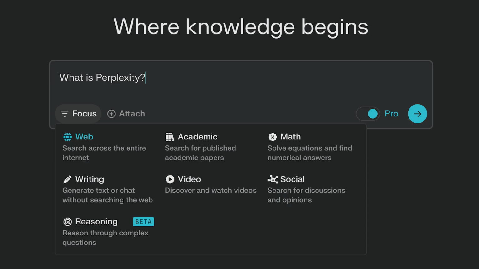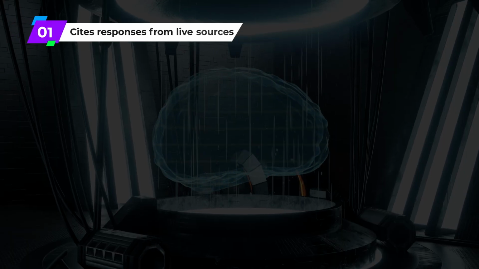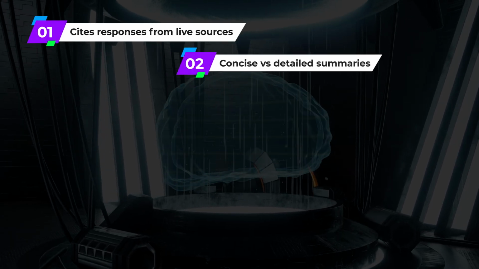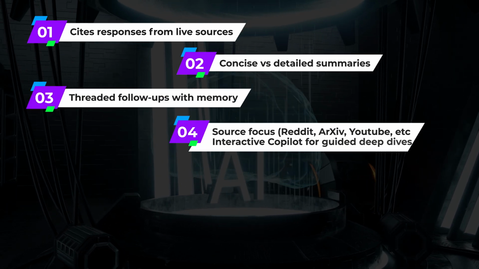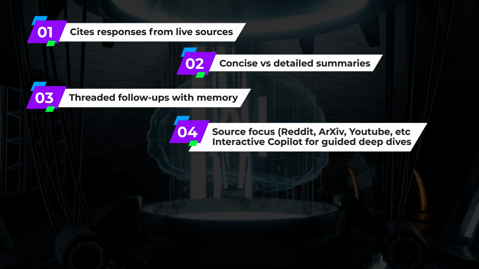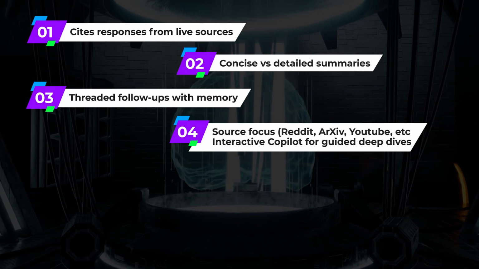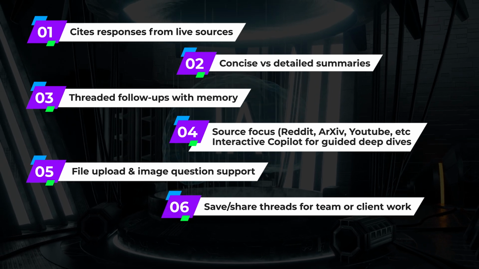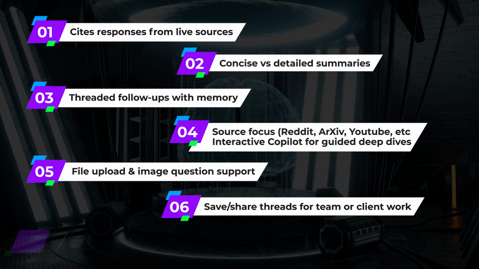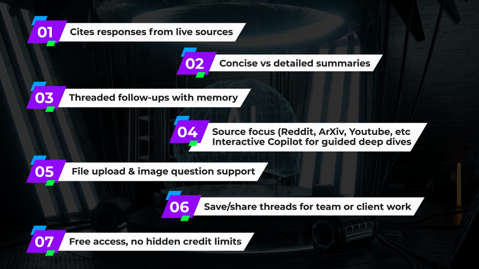Quick recap of Perplexity's best features. 1. Cites responses from live sources. 2. Concise versus detailed summaries. 3. Threaded follow-ups with memory. 4. Source focus. Reddit, Arxiv, YouTube, etc. Interactive Copilot for guided deep dives. 5. File upload and image question support. 6. Save, share threads for team or client work. 7. Free access, no hidden credit limits.